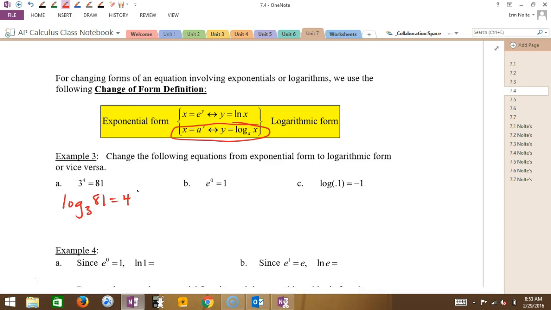Okay, what about B, if I have a base of e? Okay, good. So I have the natural log of 1 is equal to 0. Perfect. Okay, what about C? If it's not written, what's the base? 10. So it's 10 to the negative 1 is equal to 0.1.